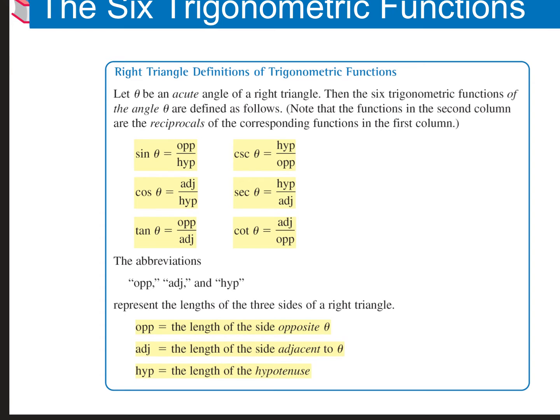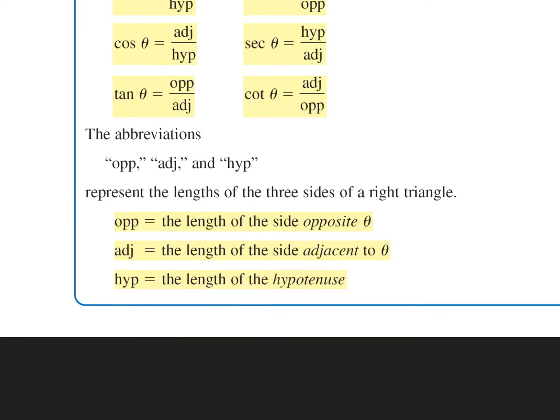You guys have seen this before. SOHCAHTOA, right? Sine is opposite over hypotenuse. Cosine is adjacent over hypotenuse. Tangent is opposite over adjacent. So when we have our reciprocal functions, what do we do with them? We just flip. Everybody with me? You guys okay? All right. Again, the side that's opposite or across from theta is your opposite side. Next to the angle theta is your adjacent, and the hypotenuse is the longest side across from the right angle.